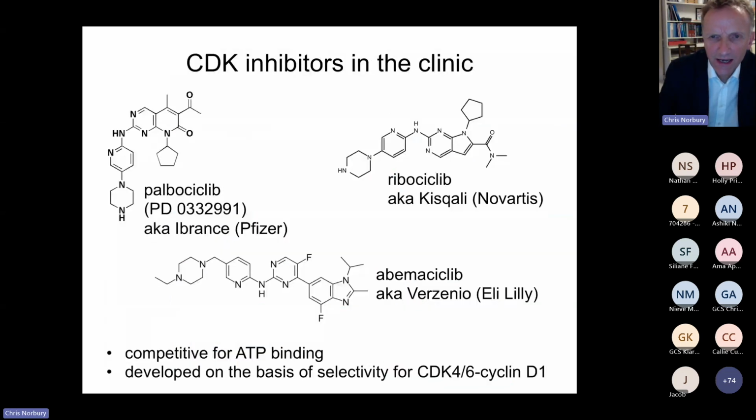And in recent years, small molecule drugs, so these are drugs that have been developed in part on the basis of knowledge of the three-dimensional structure of the cyclin-dependent kinase proteins. And these drugs are all approved in the US and the UK for breast cancer patients. So they're competitive inhibitors of the protein kinase. They look a little bit like ATP, and they compete with ATP for binding to the CDK enzymes. And they work. They have measurable clinical benefit.